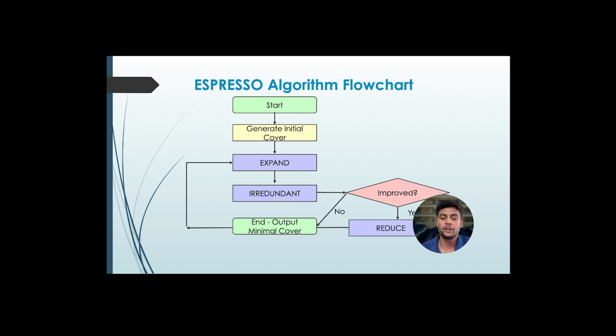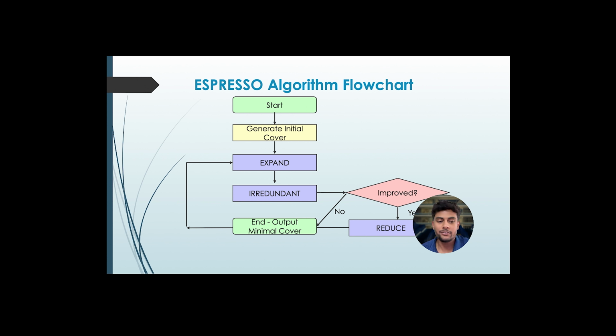And then going to the fourth step, that is irredundant cover, which is an optional step. This step aims to remove any redundant cube from the initial cover. A cube is redundant if removing it doesn't change the function being represented. And the fifth step is essential prime implicant identification. As you can see in the block, after expansion we identify essential prime implicants. An essential prime implicant is one that covers at least one minterm that no other prime implicant covers.